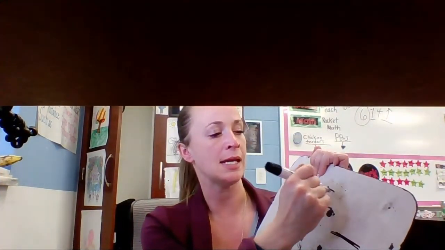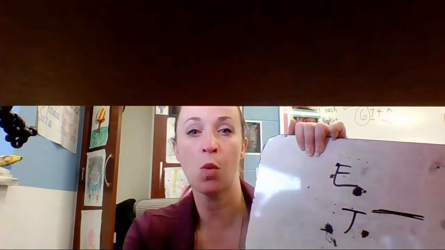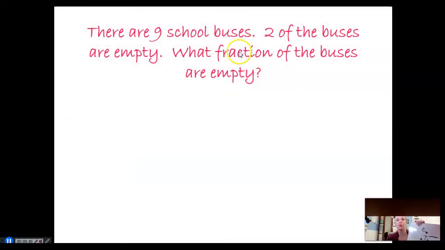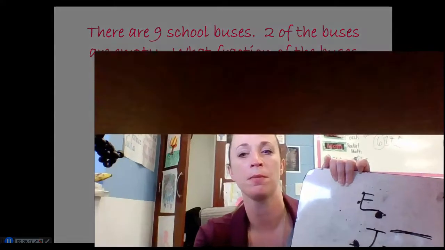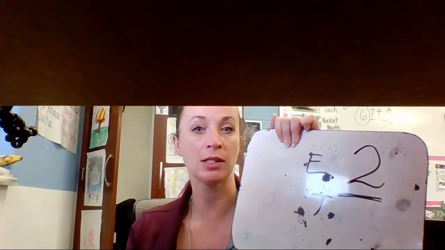We're going to ET the fraction. We are going to eat what they're asking for. What are they asking for? They're asking for the fraction of the buses that are empty. So how many buses are empty according to this story problem? Well, 2 of them are empty. That is what you eat.